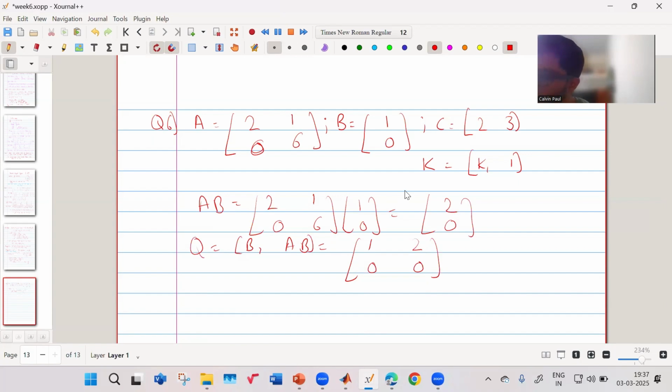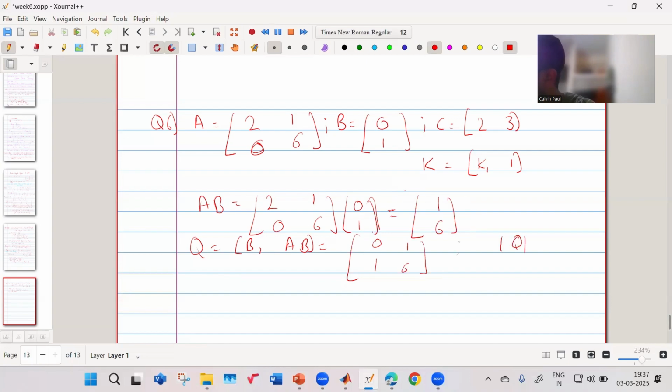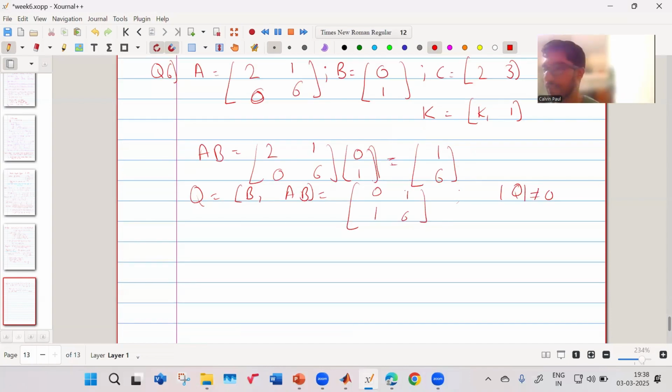Well, let me modify the question a bit. Let me make B equal to 0, 1, and then let us proceed. So it will be controllable. This will be 2 into 0, so this will be 1, 0, and this 6. Q will be B, AB, that is 0, 1, 1, 6. And this determinant of Q is not equal to 0. So now the system is controllable. Sorry, I think I made a mistake while making the question. So this is Q, our controllability matrix.